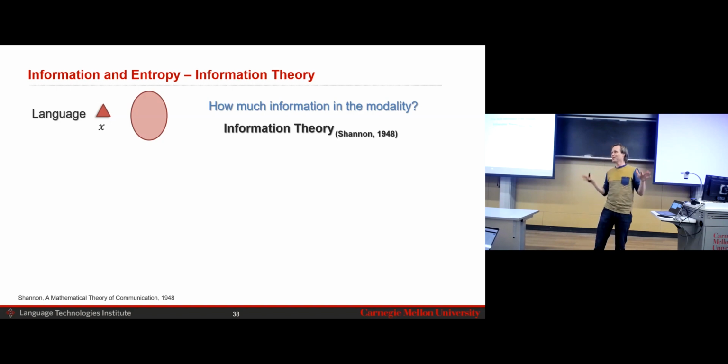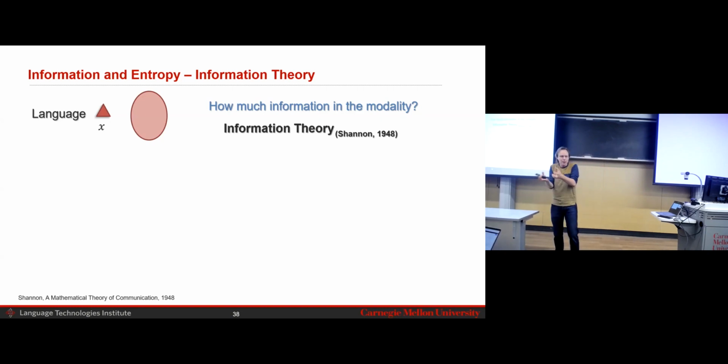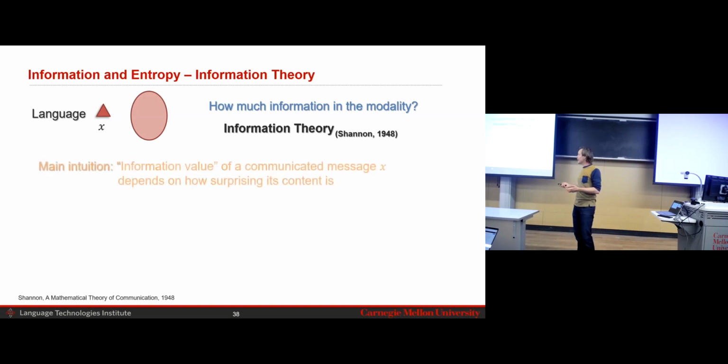So I'm going to try to give you the intuition before getting into the math. The high level intuition of information theory: how do you quantify that there is information in your data? The main idea is that how much information there is depends on how surprising, how different it is.